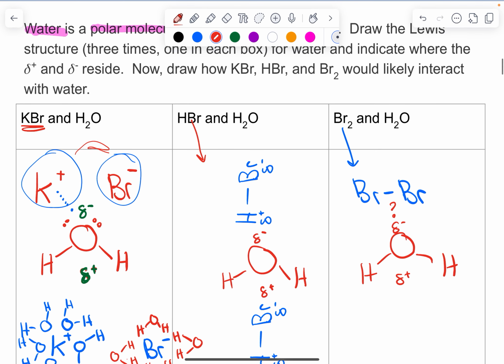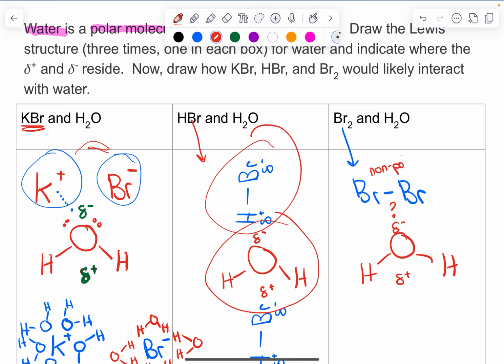And this is at the heart of the whole idea of like dissolves like, if you remember from chapter 5. Things that are polar, like HBr, will dissolve in other things that are polar, like water. Something that is non-polar will not dissolve in something that is polar. So these guys probably won't even mix.